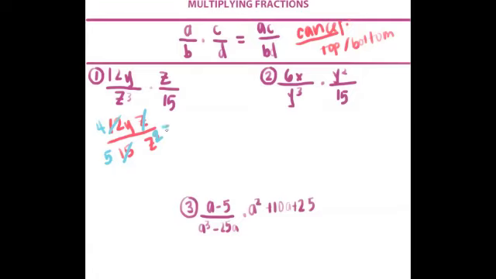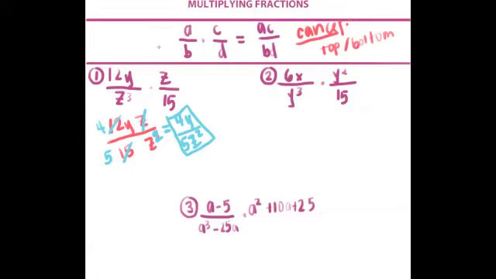So now all I do is rewrite everything that's left over. On the top, all I have is 4y. On the bottom, I have 5z to the second. And I know this is a good answer because there's nothing else I could cancel out with this final answer. So 4y over 5z to the second is the final simplification for this.